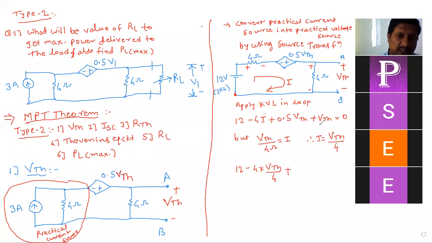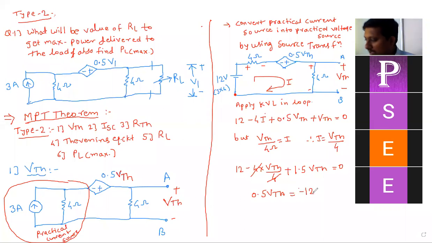Plus 0.5 VTH plus VTH किती होणार? 1.5 VTH is equal to 0. So हा 4 आणि हा 4 कॅन्सल होणार. So minus VTH आणि 1.5 VTH म्हणजे किती राहणार? 0.5 VTH आणि 12 राईट हँड साइडला गेल्यावर -12. हे बरोबर आहे का बघा?